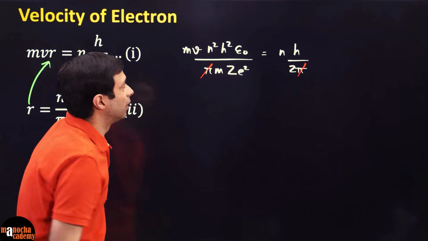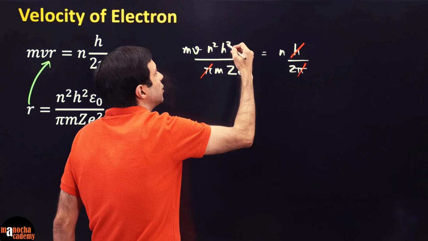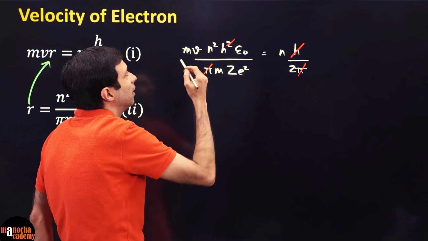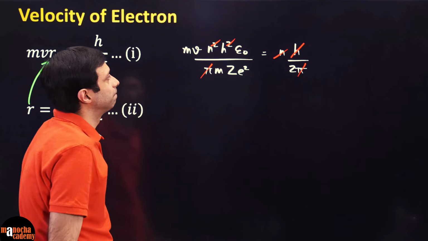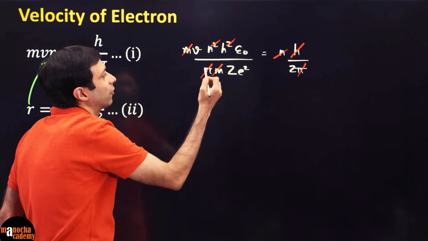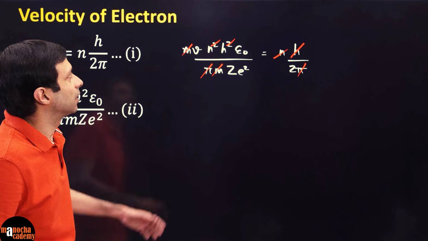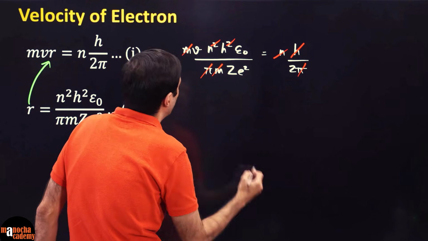That's a 2. We have h, which is Planck's constant, so h and h square, so h gets cancelled over here. N square and n, 1 n gets cancelled. Anything else, guys? The mass and mass of the electron gets cancelled here. I think that's it. So now let's simplify this expression. So what are we finally going to get here?